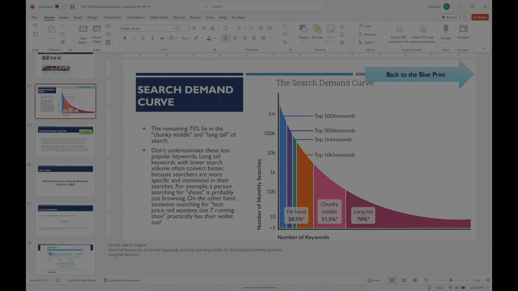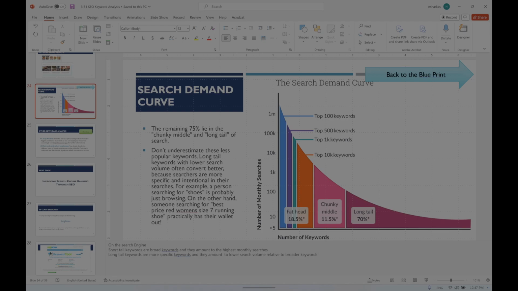You can also, with much confidence, state that long tail keywords are more specific keywords, and they have relatively lower search volumes. Why did I say relatively? Relative to whom? Lower search volumes relative to the broader keywords, which are the short tail keywords.